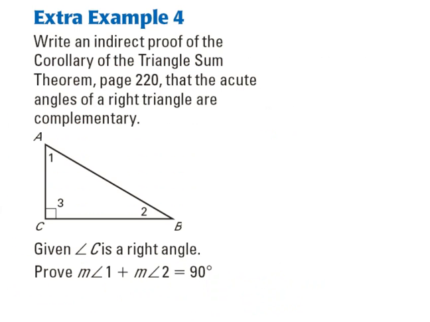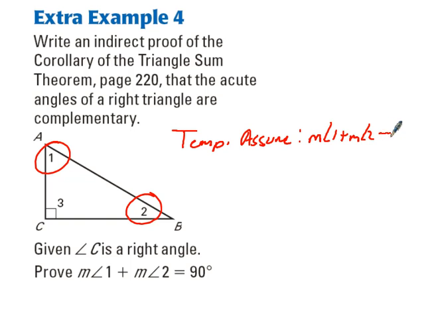Let's go ahead and pause that. Okay, we have: write an indirect proof of the corollary of the triangle sum theorem. We know the sum of the interior angles of a triangle equals 180, and that the acute angles, these two angles, are complementary, which means they sum to 90 degrees. So we're going to temporarily assume the opposite: that the measure of angle 1 plus the measure of angle 2 is not 90 degrees. Now let's see if we can write something that'll give us a contradiction.